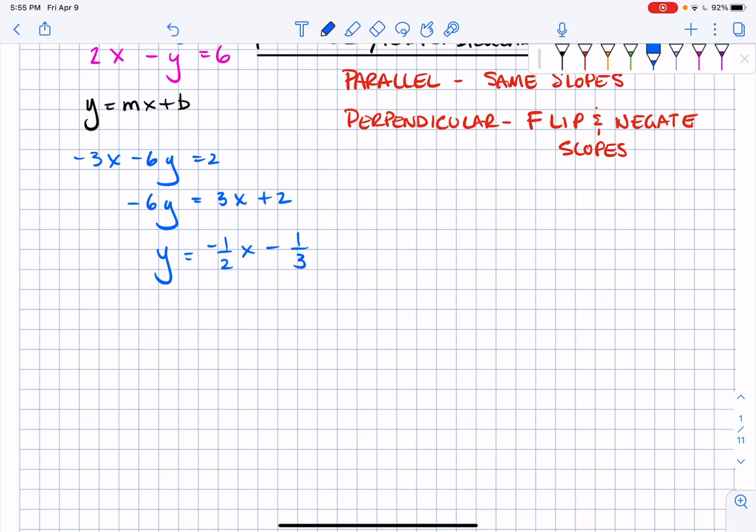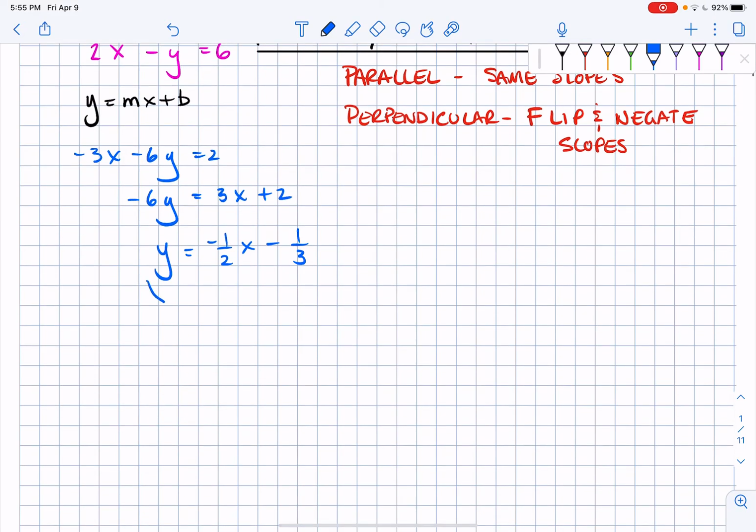1/3. So sometimes when you guys do this, you guys are going to freak out because you see that negative 1/3. But here's the thing. That part doesn't matter. I'm not asking you to graph this. I'm asking about parallel, perpendicular, or neither. So in this case, what I know is that the slope is equal to negative 1/2.